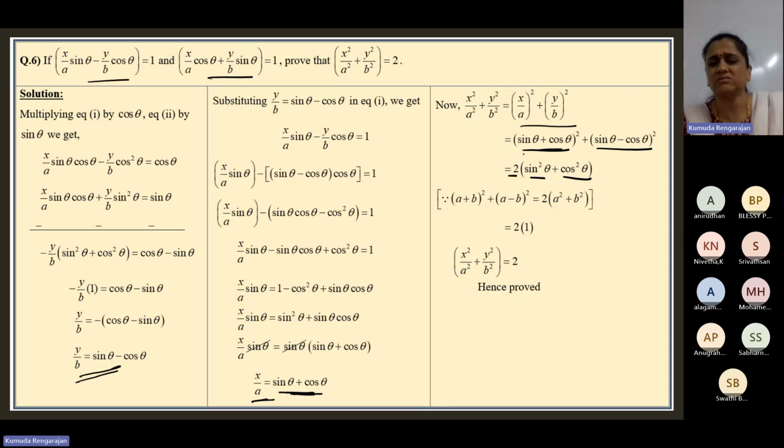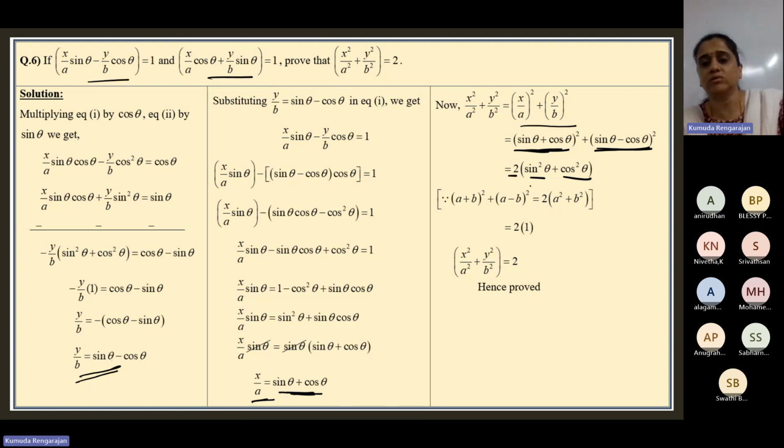Or you can expand. You'll get sine square theta plus cos square theta plus 2 sine theta cos theta, and sine square theta plus cos square theta minus 2 sine theta cos theta. So plus 2 sine theta cos theta minus 2 sine theta cos theta cancels. So you'll have 2 sine square theta and cos square theta. Sine square theta plus cos square theta is 1, and another sine square theta plus cos square theta is 1. So 1 plus 1, 2.